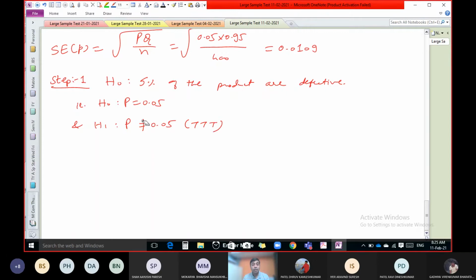Once again listen, if we write H naught, p equal to 0.05, what does it indicate? The claim is correct, because the claim is about 5%. If we write greater than, that indicates the claim is not correct because it is more than 5%. And if we write less than, then also we can say that the claim is not correct. Reason? Because in the claim it is given that 5% are defective, and if it's less than 5%, then the claim is not correct.